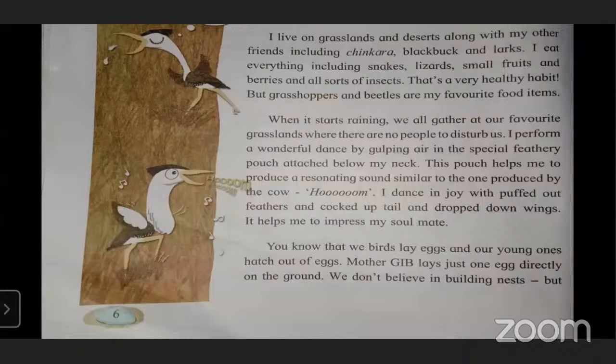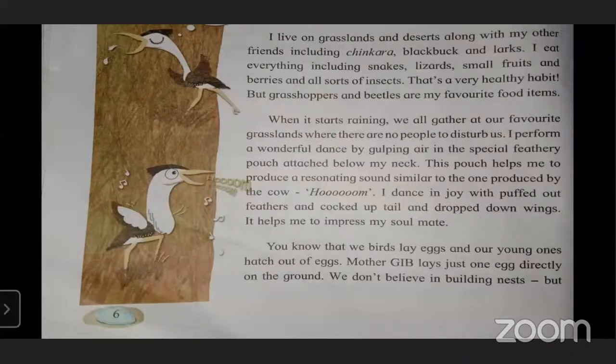I dance in joy with puffed out feathers, cocked up tails and drooping wings. It's a dance of joy. All his feathers come up, his tail comes up, and his wings drop down. It helps me to impress my soulmate. So it impresses Mrs. Bustard.